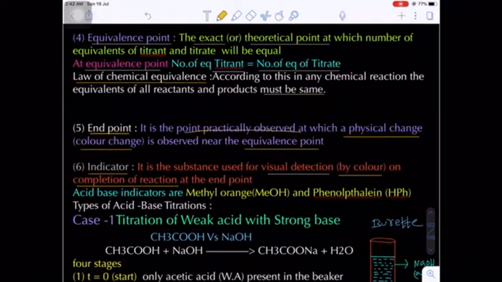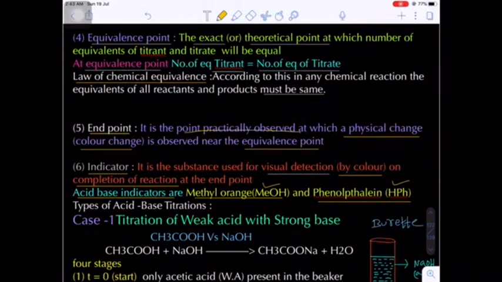Now there are different types of indicators: acid base indicators, redox indicators, precipitation indicators, adsorption indicators. But we are only dealing here with acid base indicators. There are different types of acid base indicators. We are giving two examples. The most important and common examples are methyl orange indicator and phenolphthalein indicator. Methyl orange, the short notation is MeOH, and phenolphthalein, the short representation is HPh. Basically, these indicators are weak organic acids and weak organic bases.